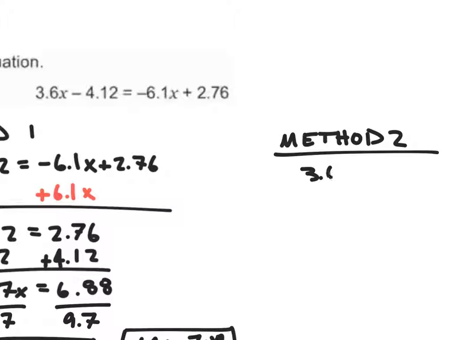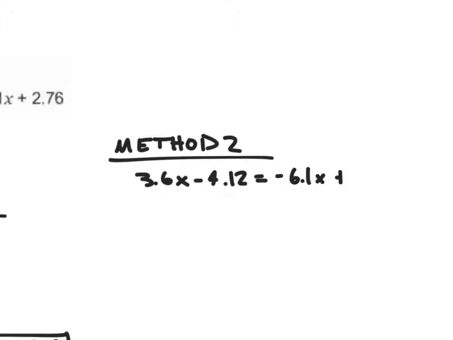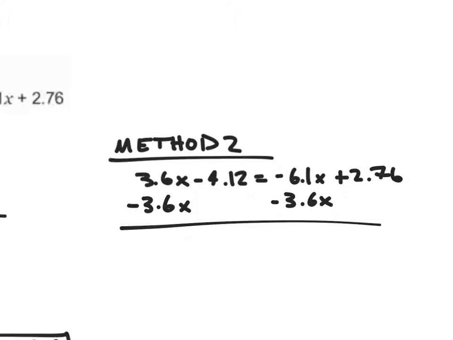So I've got 3.6x minus 4.12 is equal to negative 6.1x plus 2.76. Okay. Now, what I'm going to do is I'm going to move all my variable terms to the right side. So I'm going to subtract 3.6x, minus 3.6x. All right. And that's going to give me negative 9.7x, okay? Plus 2.76 is equal to negative 4.12.